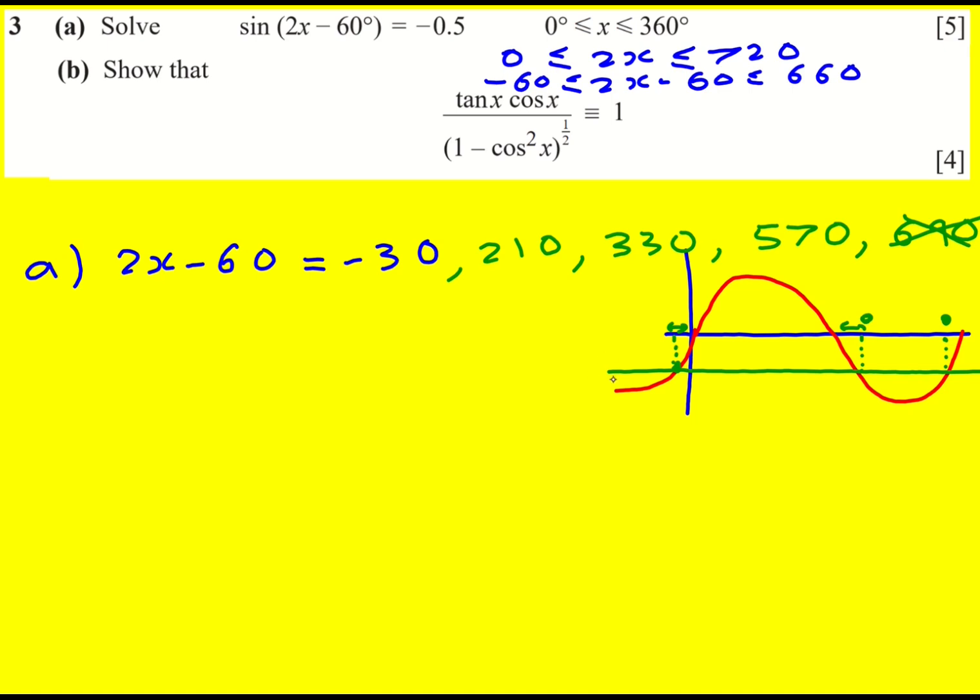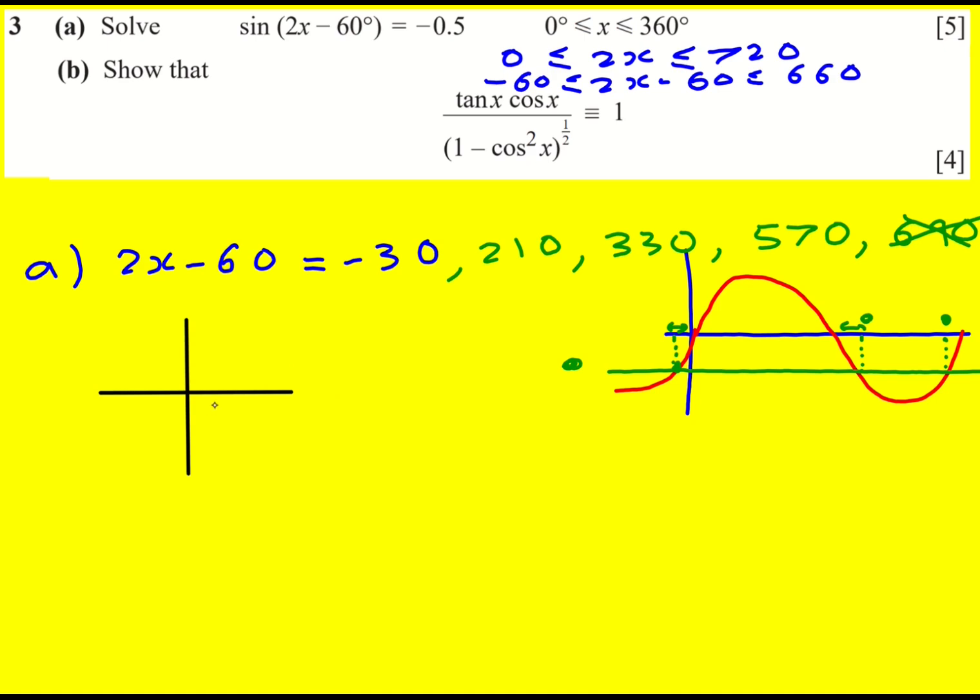I can also see that anything to the left, where I'd be minusing 360, is going to go beyond the minus 60. So those are going to be my 4 solutions. They're not actually my solutions for x yet, you still need to add 60 and divide by 2, but they're my solutions to 2x minus 60.